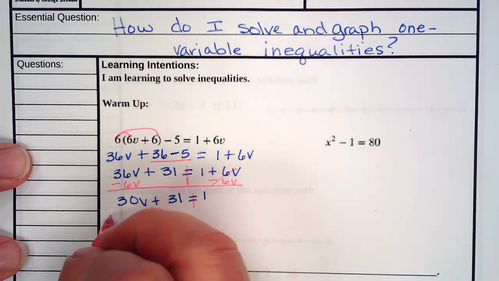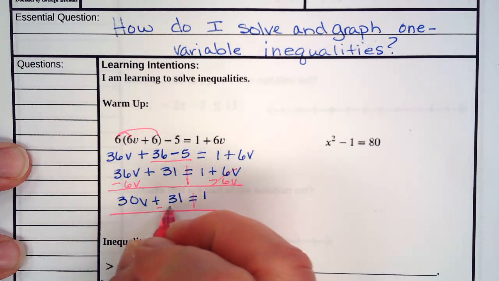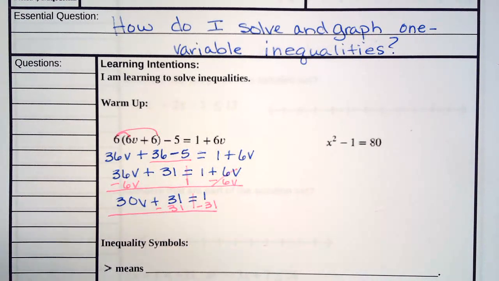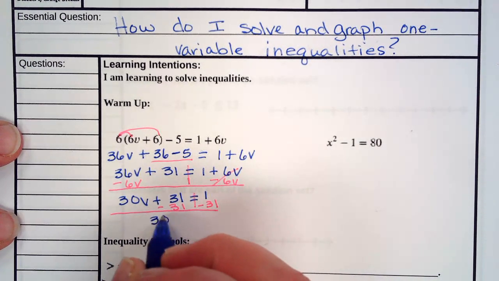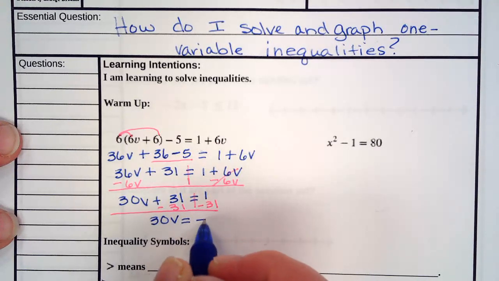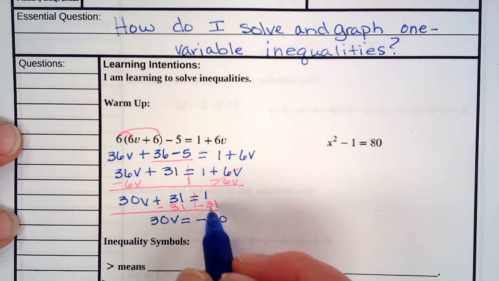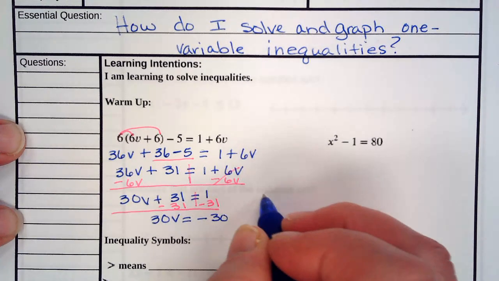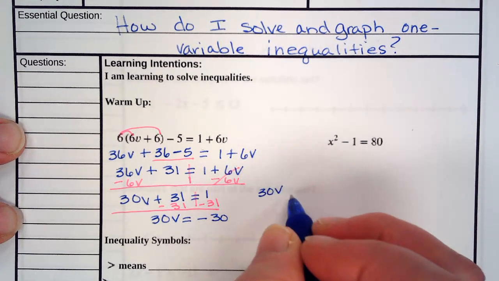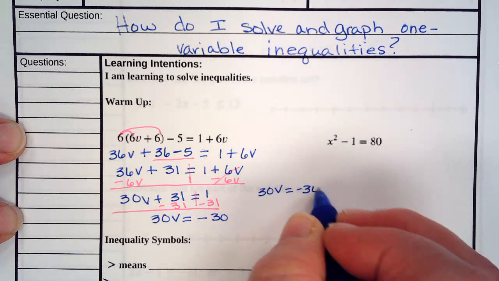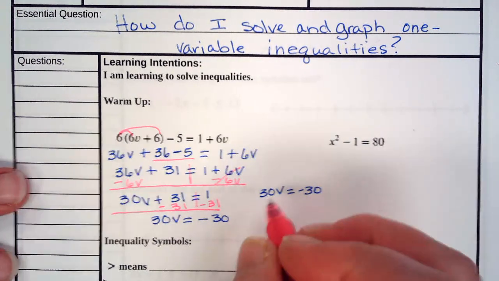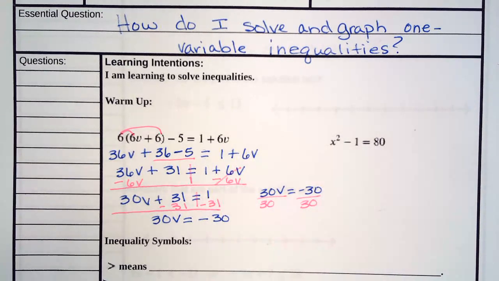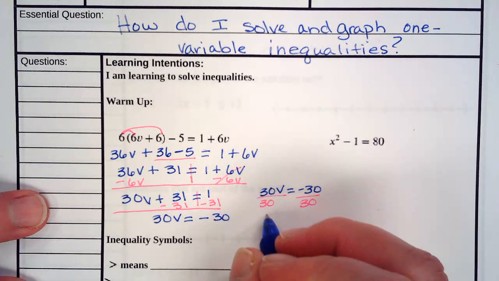Next, I've got to get the 30v all by itself. I'll subtract 31 from both sides. 30v is equal to negative 30. Negative 31 plus 1 is negative 30. Divide both sides by 30. And v is equal to negative 1.